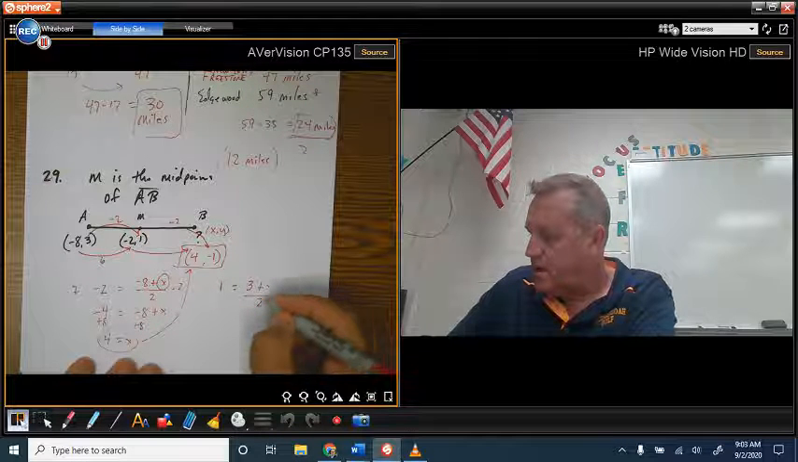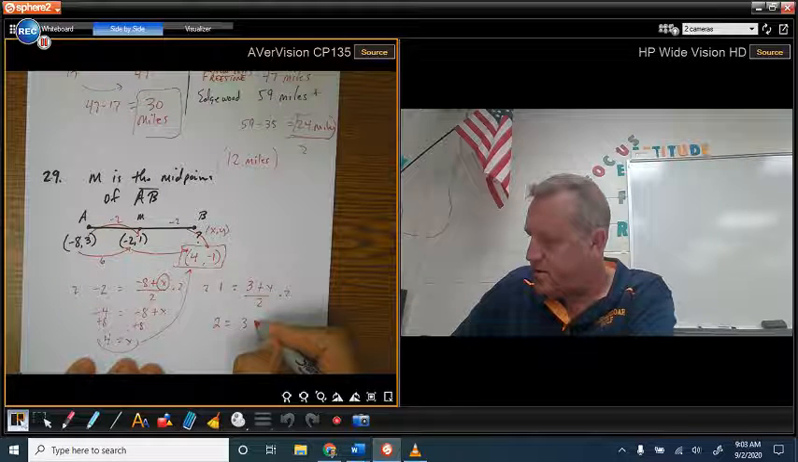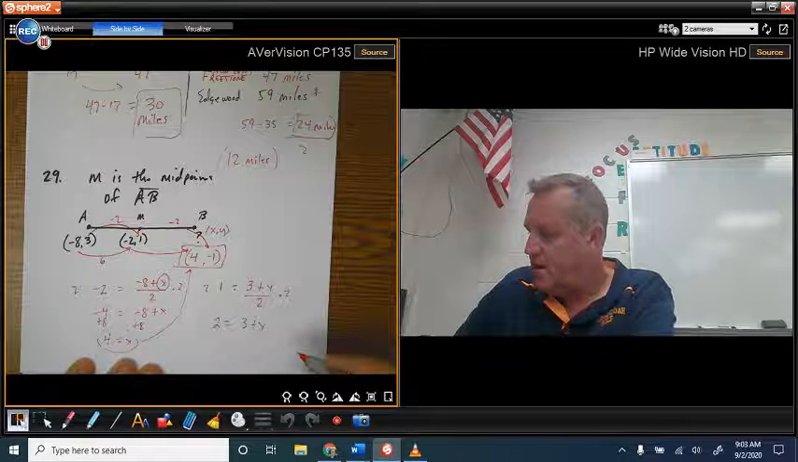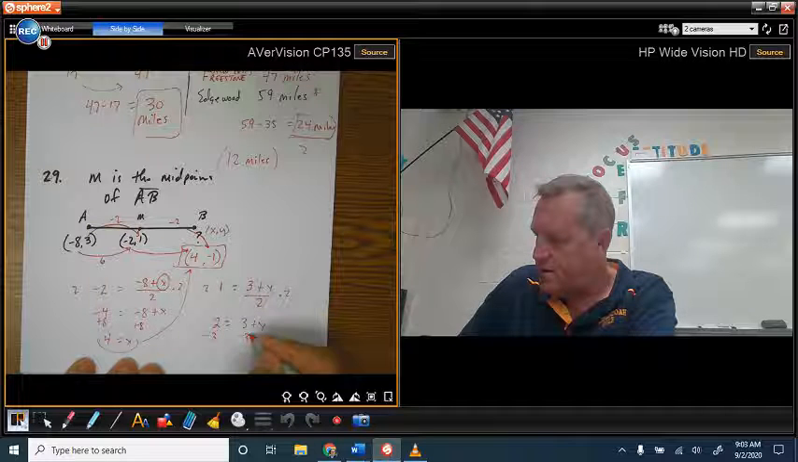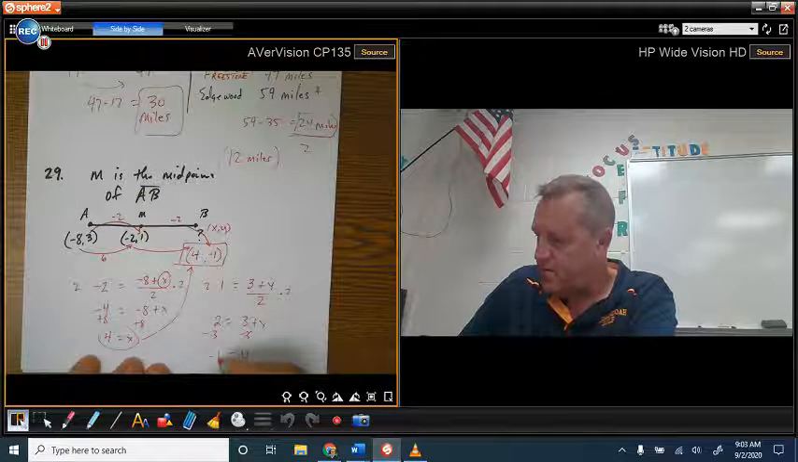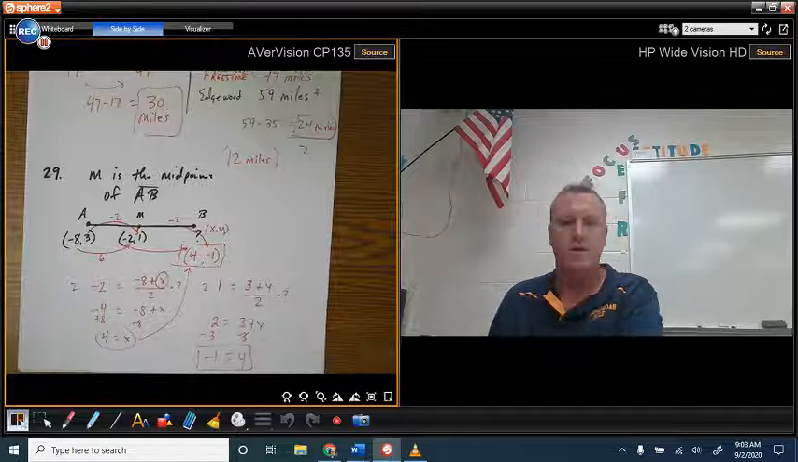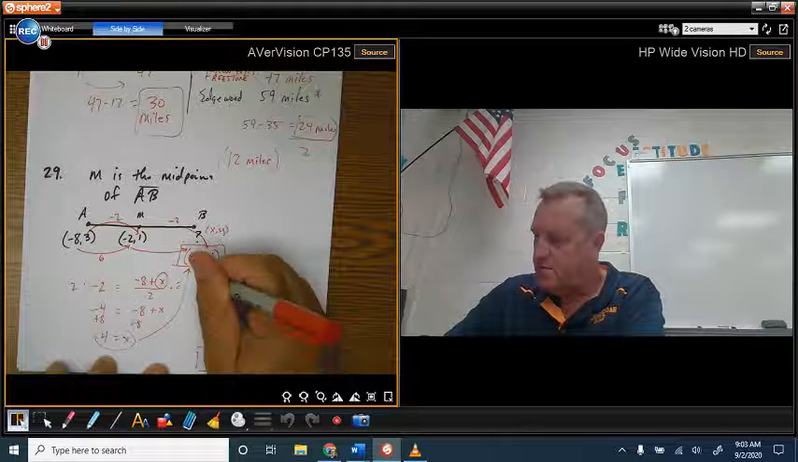Again, we multiply by 2, so now I have 2 is equal to 3 plus y. Now I subtract 3 to undo what they're doing, and so y is equal to negative 1. There's our coordinate. Same answer.